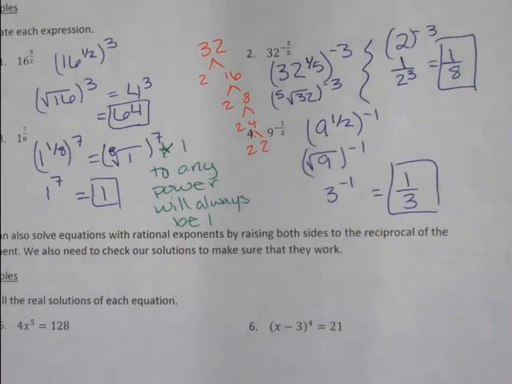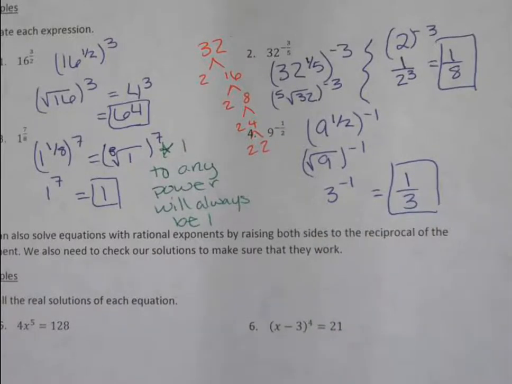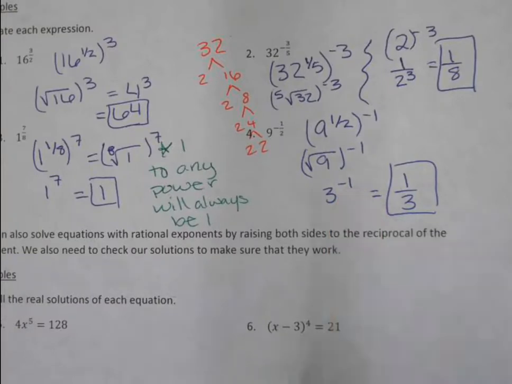Questions on the first 4? Yeah, it gets rid of the negative. Think of the negative like the fraction bar. Wait, so how come you did that on the 2 and not like this? Because number 2 had a number other than 1 for the exponent. Okay, any questions on the first 4?